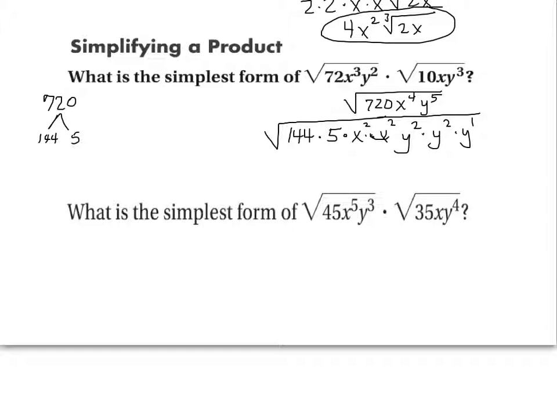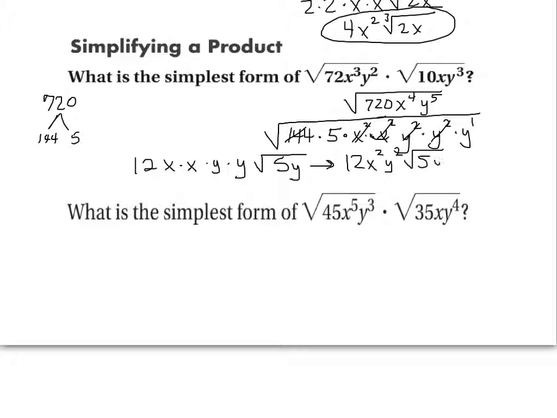So now everything that is a perfect square is going to come out. The square root of 144 is 12. I should have an x times an x times a y times a y. Those are all going to come out because those are all the 2's. And you'll notice what's left over inside? A 5y. And now I need to simplify this, clean it up a little bit. It's really 12 x squared y squared times the square root of 5y.